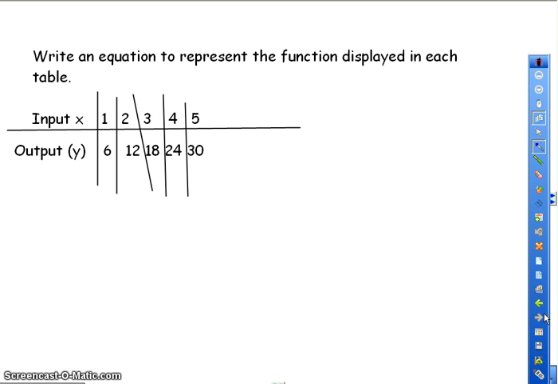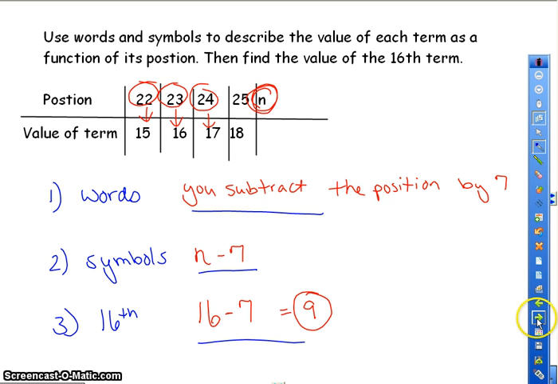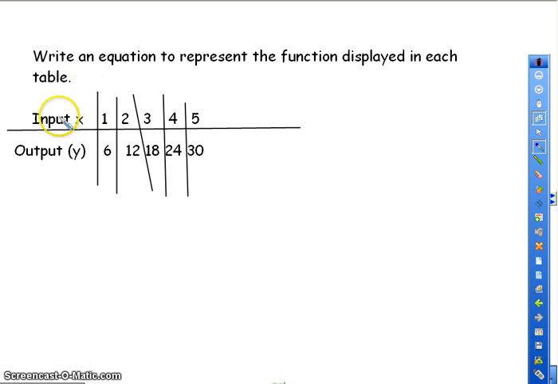In the last problem we're looking at, we want to write an equation to represent the function displayed in each table. So an equation means there's going to be an equal sign. So I want to know, this is similar to the last one, but now I want to know what I'm doing to the position, the x, to find the output. So what am I doing to 1 to find 6? What am I doing to 2 to find 12? To 3 to find 18? To 4 to find 24?